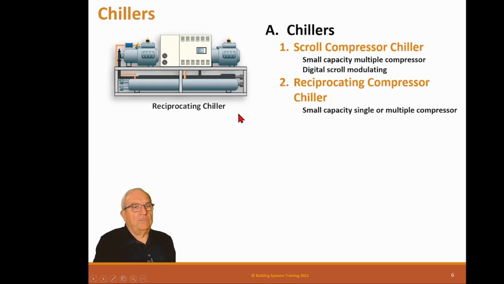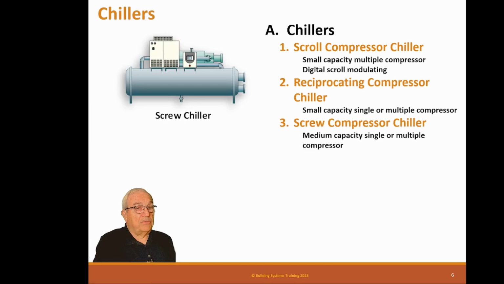These are small capacity, multiple compressor, nice and small. These could be 50-ton compressors, so you can have a 100-ton chiller, maybe a 125-ton chiller. They can have more than 2 compressors. So these are ones we used to use a lot. We don't quite use these much anymore because we have better opportunities to use a little better type chiller.